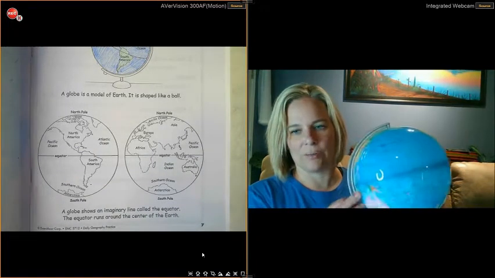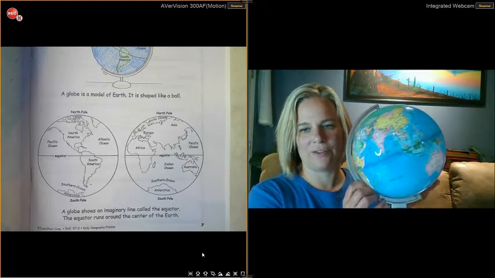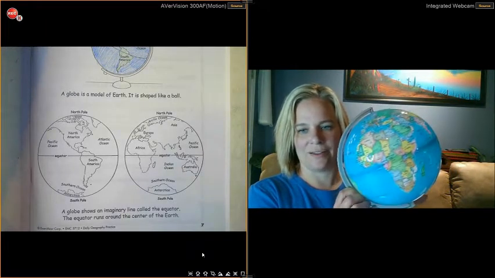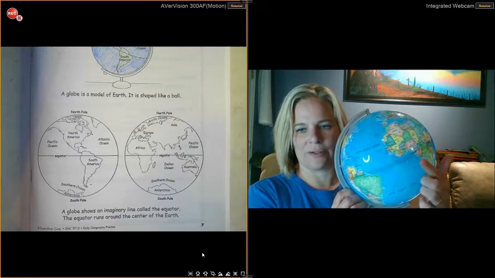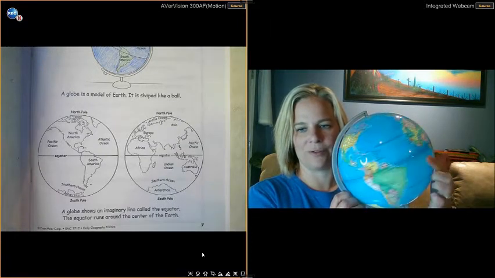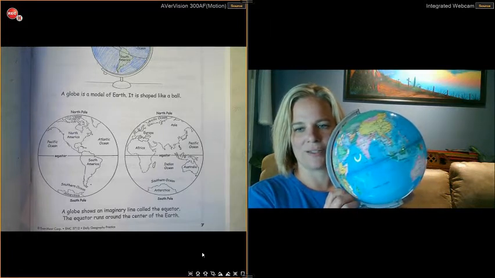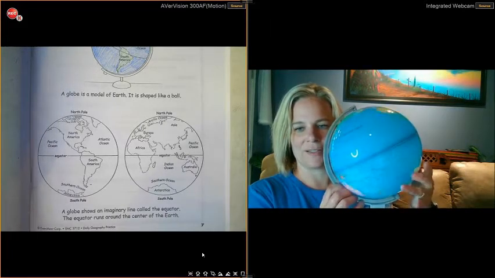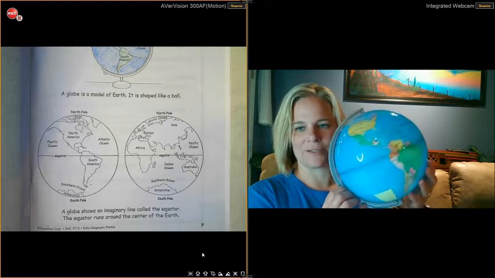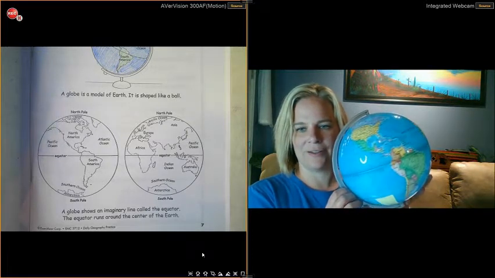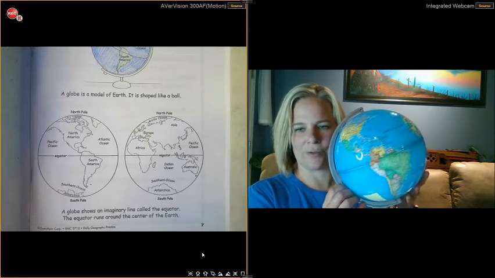So I brought my globe in here. You can see the equator there. It's that darkened part that's going right through the middle. When the globe rotates and when the Earth rotates, that line stays right in the middle as it's going around. What continents does it go through?